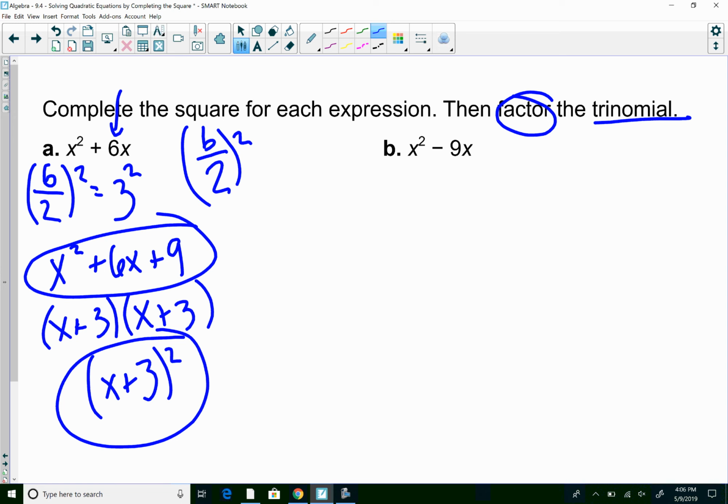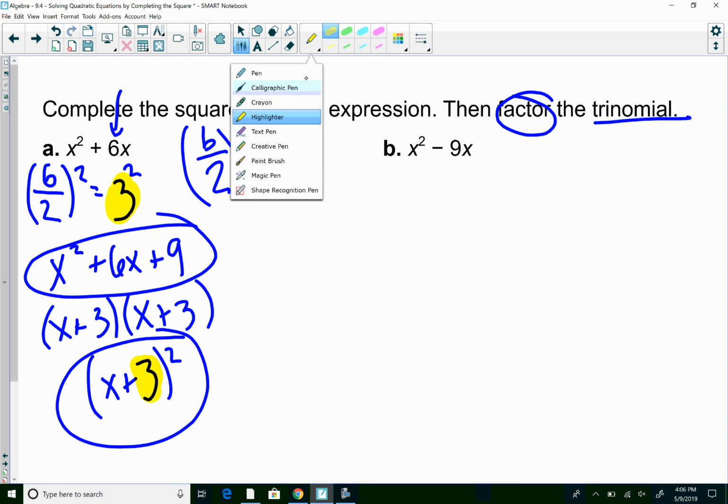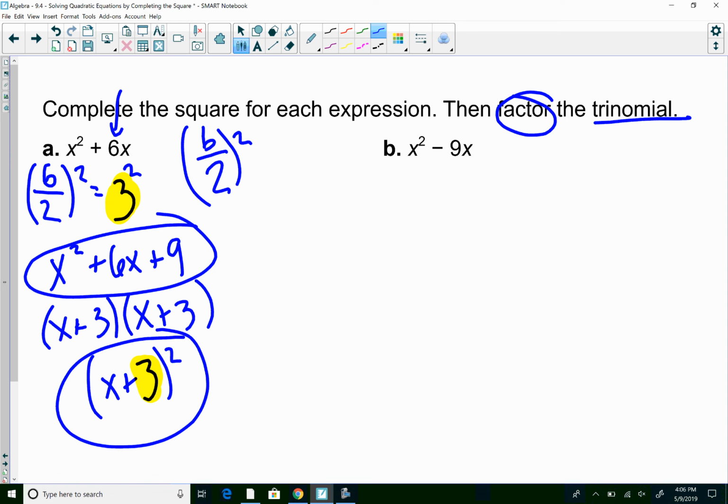Okay? And if you notice, just kind of take an extra second here. If you notice, this number right here turns out to be this right here. That's the way it's supposed to happen. So if you're ever confused or not sure what this term right here should be, go back to your completing the square, like this process right here. Whatever you get squared, that's the number that should show up back here.